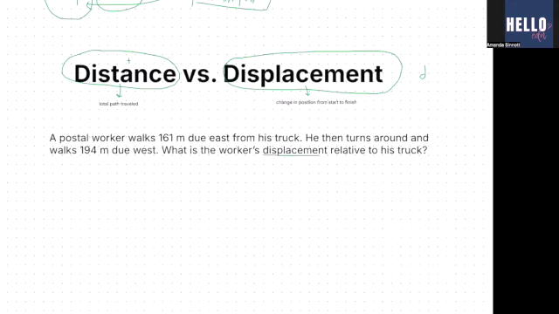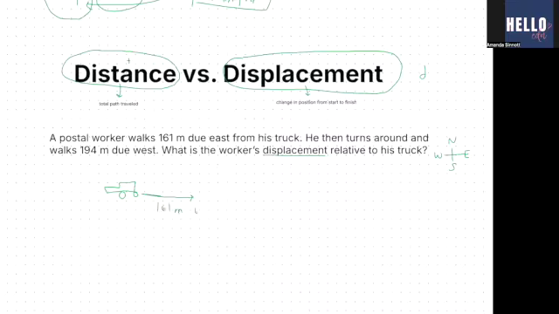So we know we are not going to be adding two distances together. So let's draw this out. Here's our truck. And this truck went 100. I'll make us a little compass here. Our truck went 161 meters east.